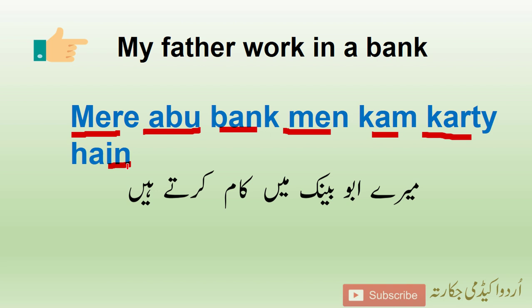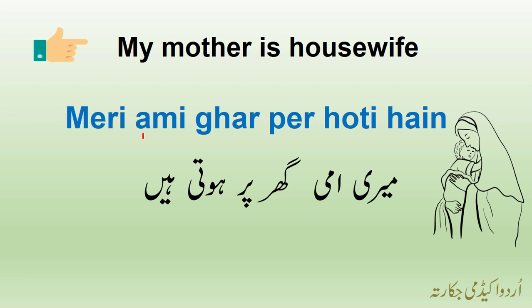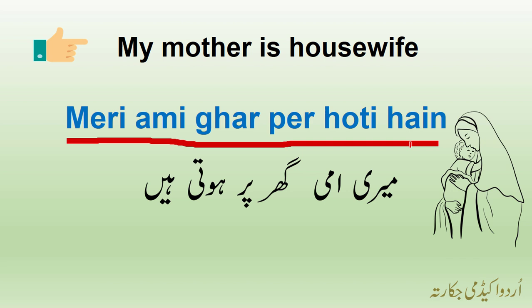Or you can say my father works in an office. Then mere abbu office mein kaam karte hain. My mother is a housewife. Meri ammi ghar par hoti hain. Repeat with me. Meri ammi ghar par hoti hain. In Pakistan and India, a lot of women don't work. They just stay home and do their home affairs, like washing, cleaning, cooking and caring for their kids.